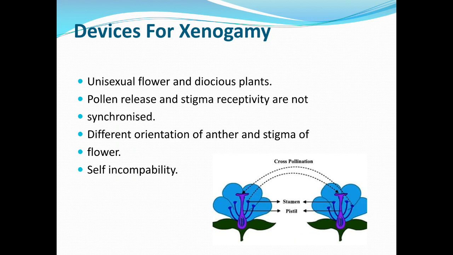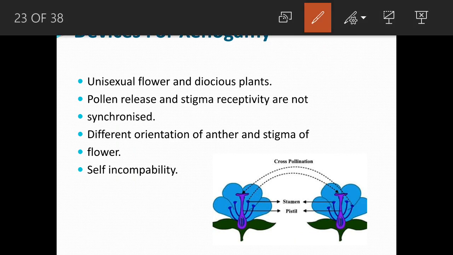Now cross pollination. So what are the devices that favor cross pollination? The flowers are mostly unisexual, dioecious, and pollen grains and stigma receptivity are not synchronized. There is different orientation of the anther and stigma of the flower. That means two or more types of flowers having different lengths of styles and stamens.